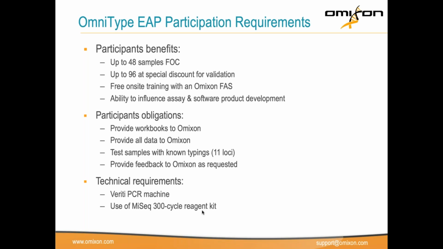There are also some technical requirements at this point. We do want people to be using Verity PCR machines and also to be using MiSeq 300 cycle reagent kits and standard flow cells. The reason why we have these technical requirements is in order to remove as many variables as we can from the testing, and in order to have comparable data and amounts of data to do meta-analysis internally. This is a very, very important point for us. So let us know if any of your customers are interested. We will be more than happy to reach out and start the discussions and signing them up.